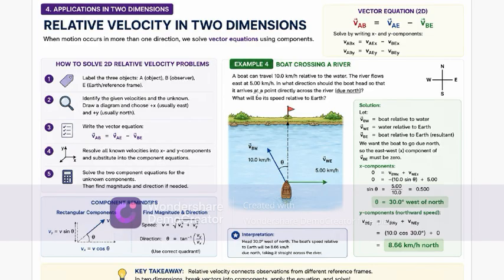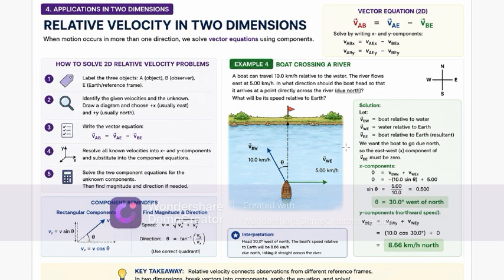So here's an example. A boat can travel 10 kilometers per hour relative to the water, which is boat to water. Also, the river flows east at 5 kilometers per hour. In what direction should the boat head so that it arrives at a point directly across the river? What will be its speed relative to earth? So we are finding two things here: the direction and the speed relative to earth.